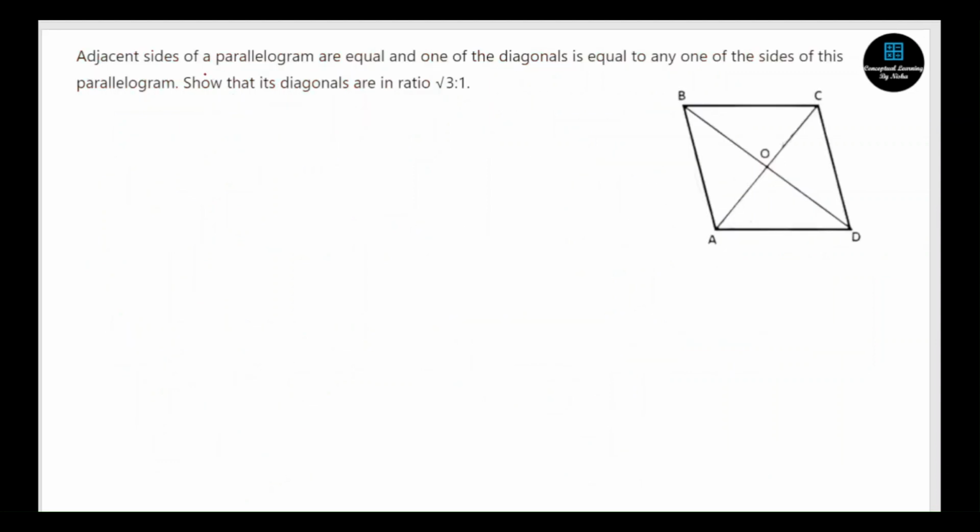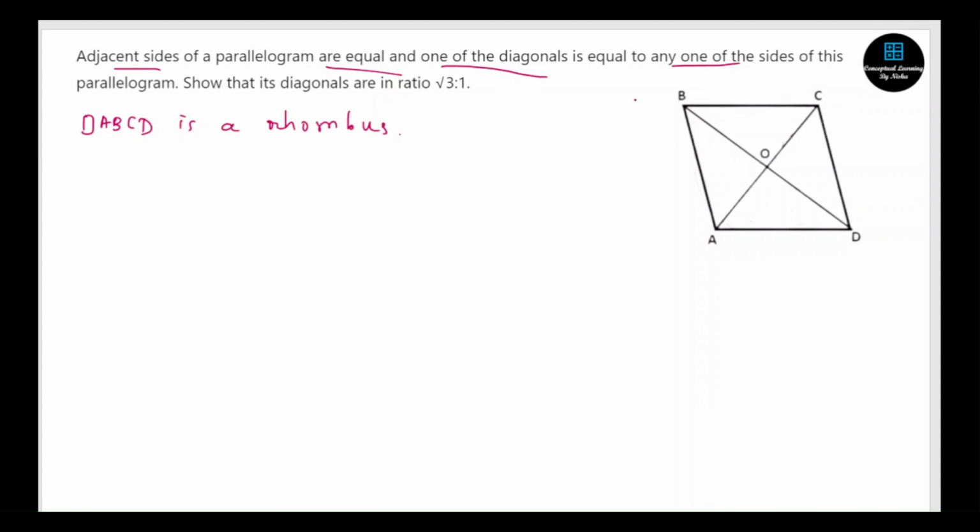Okay. Now, good question. Here, adjacent sides of a parallelogram are equal. See, when adjacent sides of a parallelogram are equal, it is called a rhombus. Remember that? We learned in part 1. Right? So, ABCD is a rhombus. Alright. Now this is a rhombus.